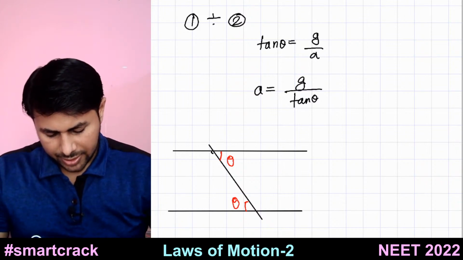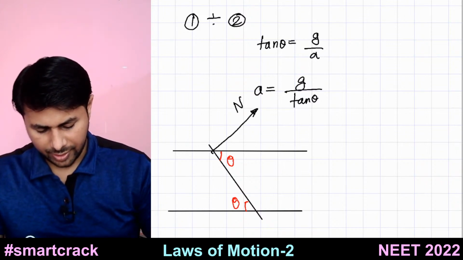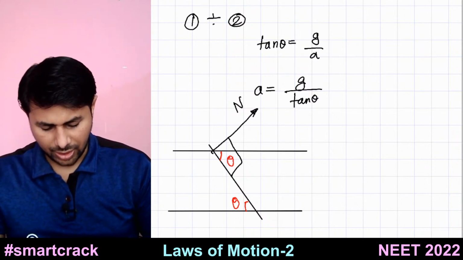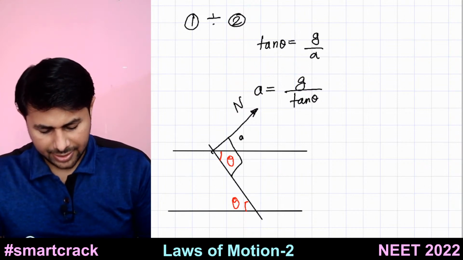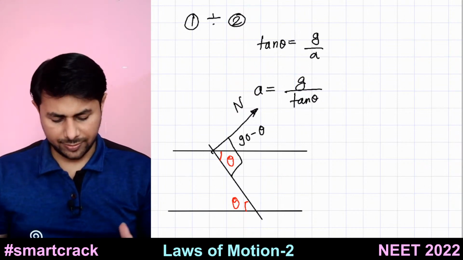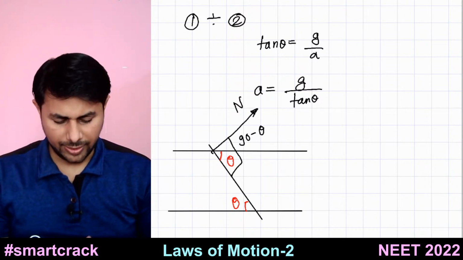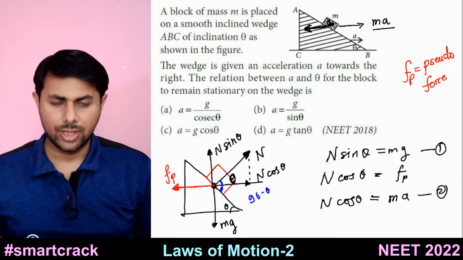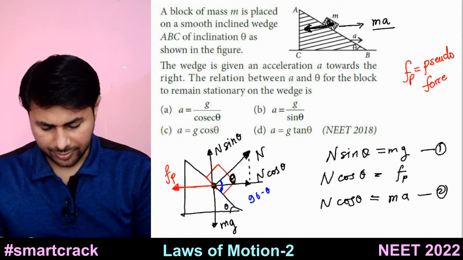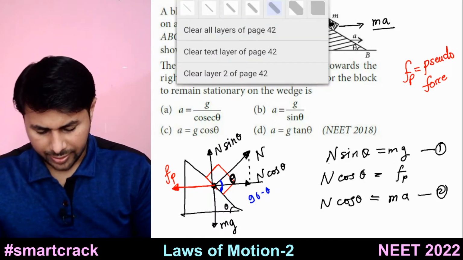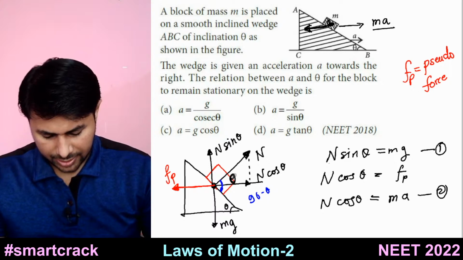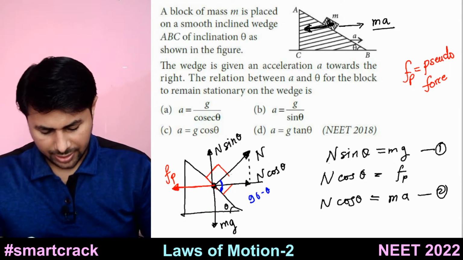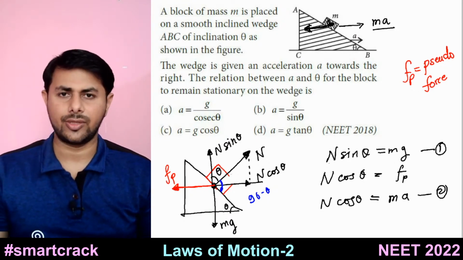So this is the normal reaction in this direction. So this total angle is 90 degrees and this angle is theta. So how much should be this angle? It should be 90 minus theta and not theta. Okay, so yeah, my mistake. It should be 90 minus theta and not theta. So I will fix it real quick. So this angle is not theta, it is 90 minus theta. But if this is 90 minus theta, that means this angle should be equal to theta.